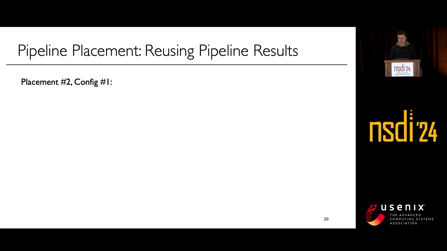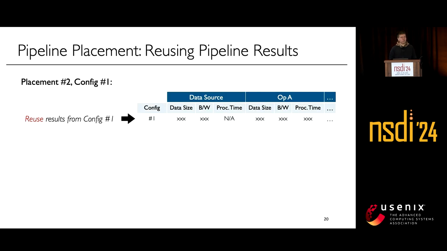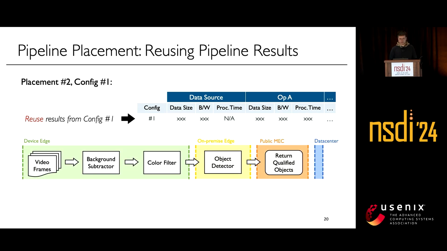When exploring a new placement with a previously seen configuration, Vulcan directly looks up and reuses pipeline results to compute the utility value without relaunching the pipeline. For example, in this new placement choice, if we have already launched the pipeline before with the same configuration, we'll directly use the output size of the color filter to compute the time it takes to move the data from the device edge to the on-premise edge. Note that we also apply early pruning to quickly drop unpromising placement choices, and please find more details in our paper.